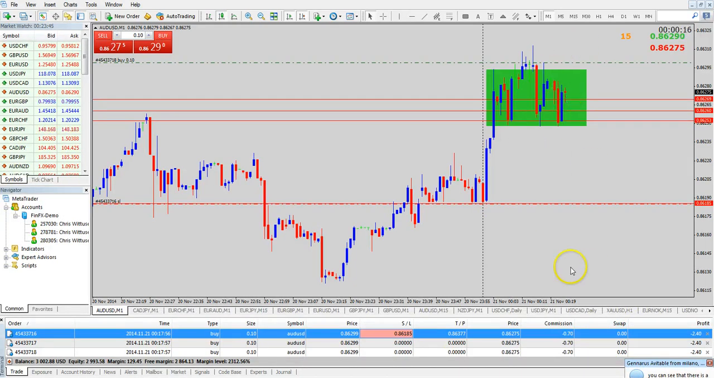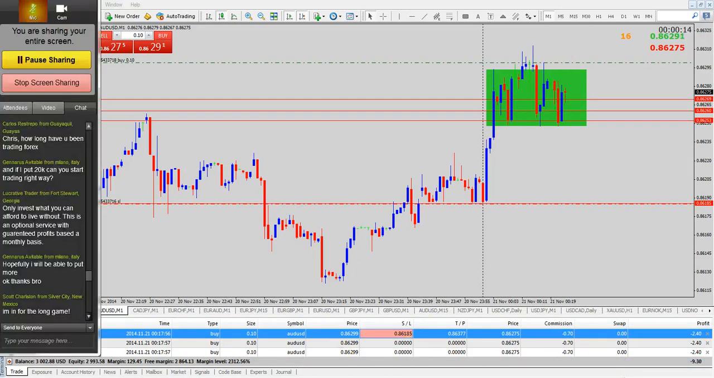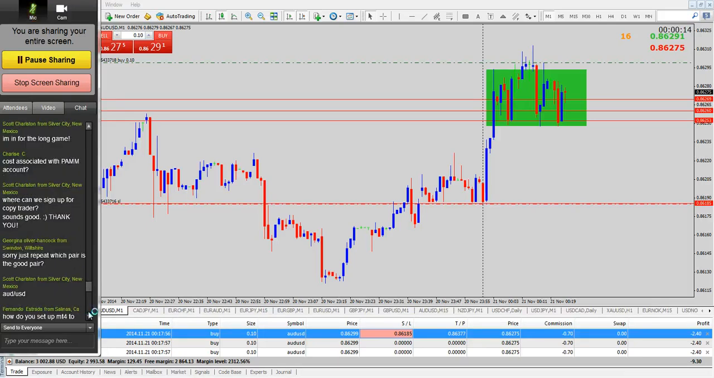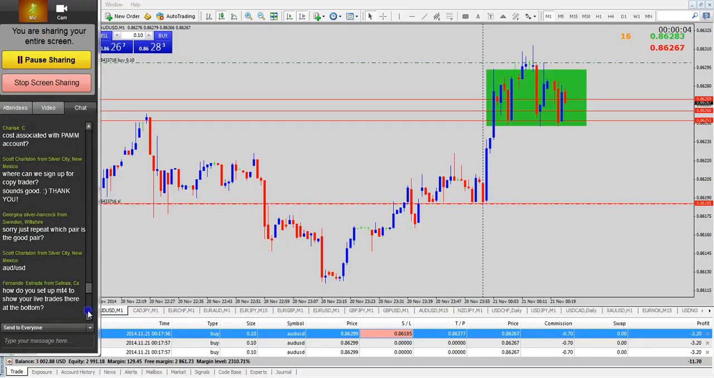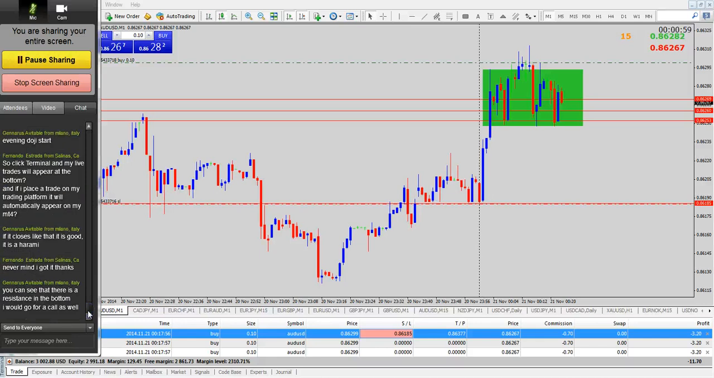You can see that there is resistance, absolutely. Let's see. Getting down to the bottom. Oh, come on. You can see there is resistance in the bottom.